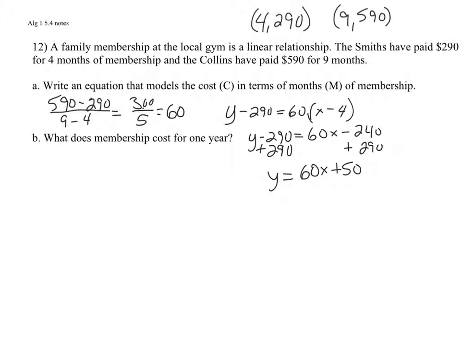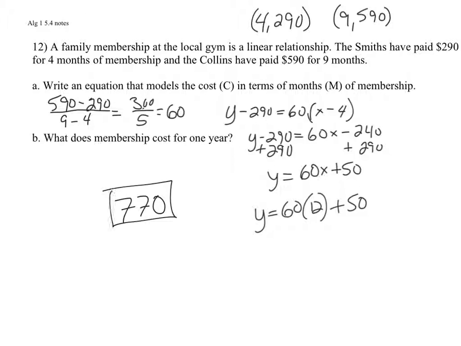plus 50. All right? And I'm going to need to use my calculator because I can't do 60 times 12 in my head. That's how many months are in a year, by the way, in case you didn't know. I'll be right back. Hey, what do you know? The cost for 1 year of membership at this particular gym is going to be $770.